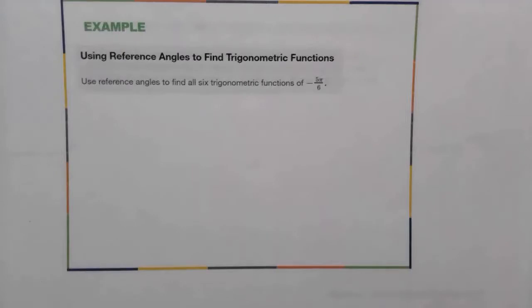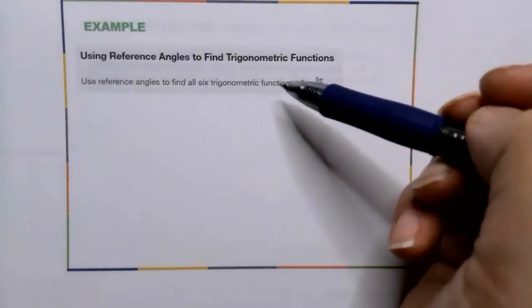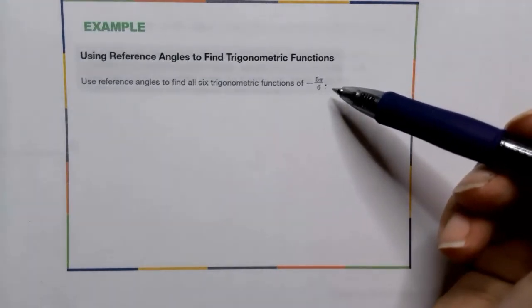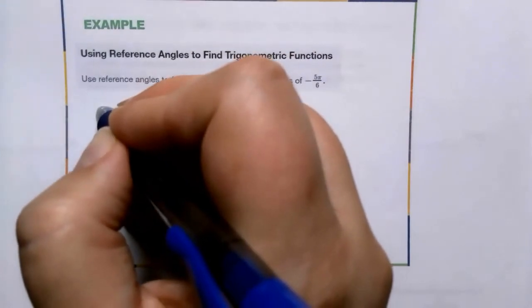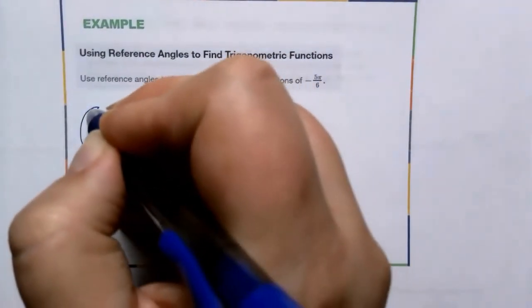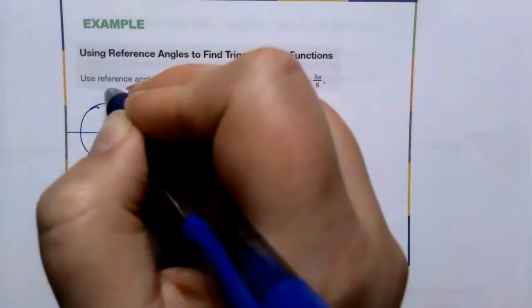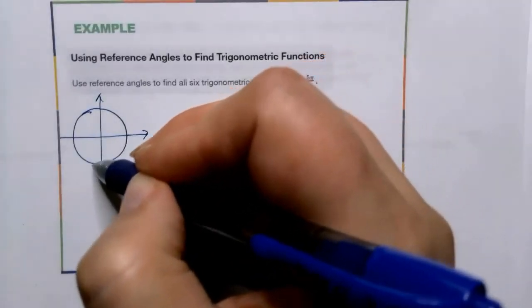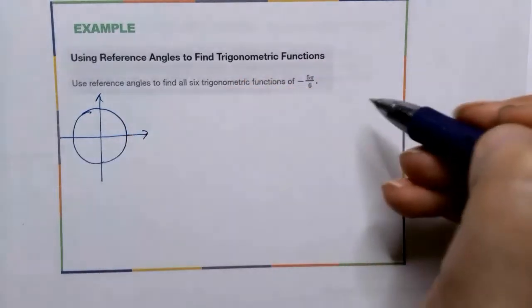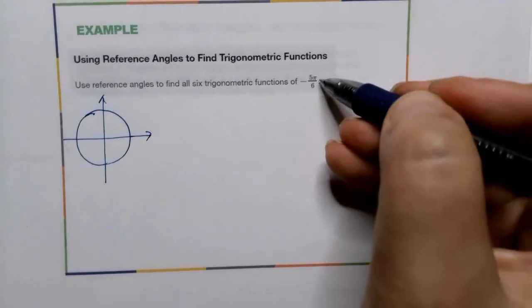Now, how does that help us to find values? Okay. It says use reference angle to find all 6 trigonometric functions of negative 5 pi over 6. So let's take a look. Here's our unit circle. Where's our negative 5 pi over 6? Well, we're going in the clockwise direction, this direction, and it's almost a pi.